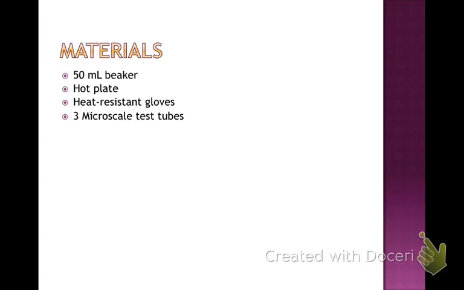For your materials, we're going to adjust this slightly from the textbook. The 50 ml beaker and the hot plate and the heat-resistant gloves, these will all be in the fume hood for you. I'll prep this for you ahead of time. You'll need 3 microscale test tubes. I will show you where they are in lab, but I'll probably try to get some kits ready for you guys. A 50 ml beaker to hold those test tubes.